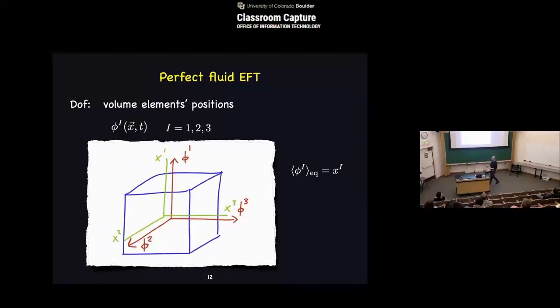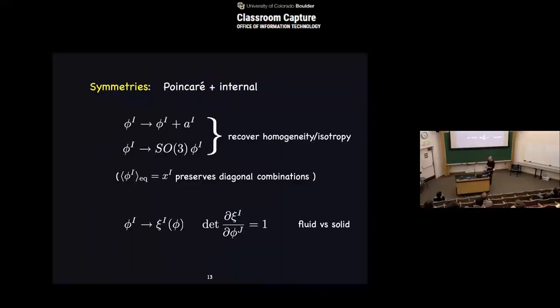And of course, you want to choose coordinates wisely so that at equilibrium, let's say at some given external pressure, the comoving coordinates and the physical coordinates are aligned with each other. That's the simplest configuration, so this will be your equilibrium configuration. This defines your choice of coordinates: you choose coordinates such that at equilibrium they are nothing but the lab coordinates. So these were the degrees of freedom, and now we have to figure out the symmetries.